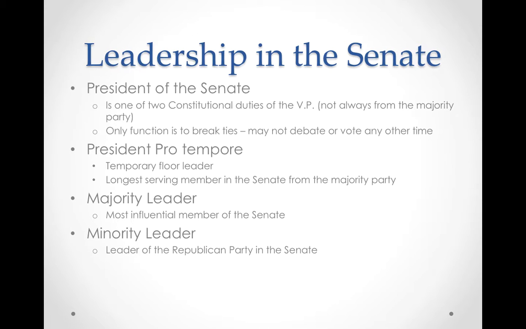The minority leader is the leader of the minority party, and I should have gone back and fixed this because the minority party now is the Democrats, so they lead the minority. And then finally the whip, and we talked about this with the House of Representatives. They assist the leaders, they keep track of the votes, they let the majority and the minority leaders know where everyone stands and tries to convince people to vote according to the party lines.